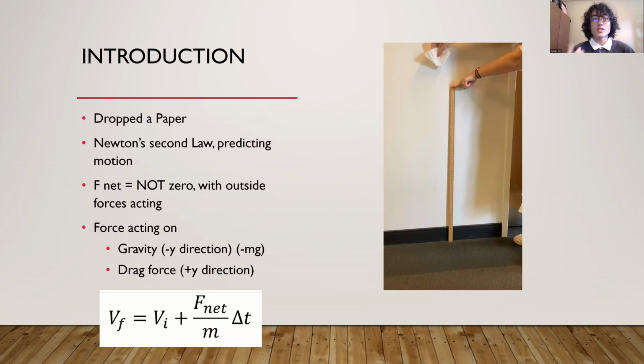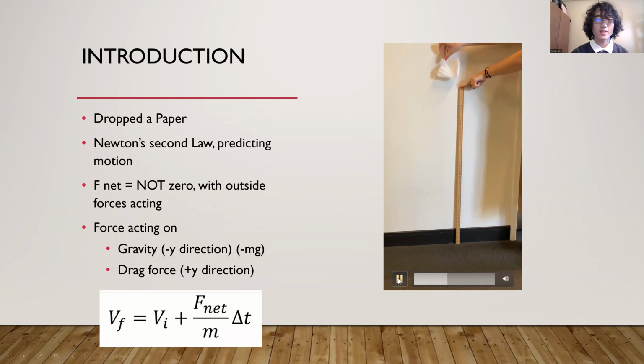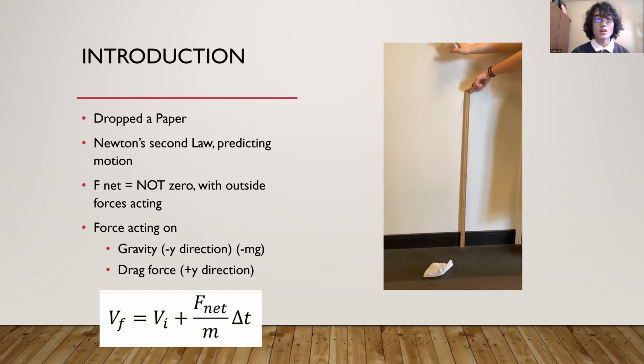So for the introduction to this lab, we dropped a paper, as you can see in this video, which uses the fundamental topics of Newton's second law, where we are predicting the motion, just like Lab 1. Fnet in this lab was absolutely not zero, with outside forces like gravity working in the negative y direction as negative mg, and drag force working in the positive y direction against the mg.